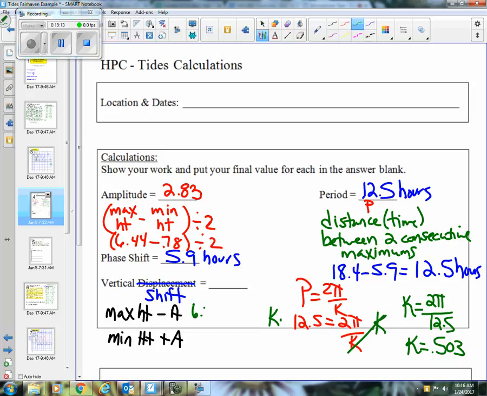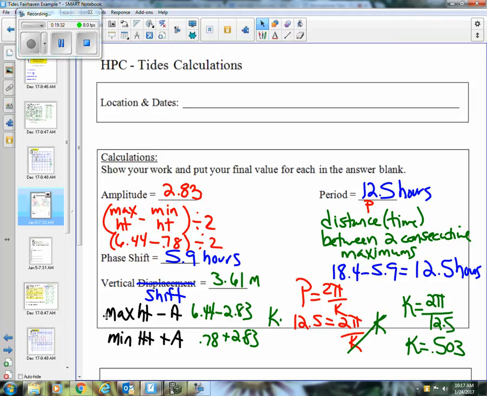So I can do 6.44, that was my max height, minus the amplitude, or I can do my minimum height that I used to calculate that amplitude, plus the amplitude, and either way that gives me 3.61, and that would be in meters. That's a vertical displacement moving up or down. Okay, so what does this give us here? So I'm doing Fairhaven, so you would be doing your data, but I'm doing Fairhaven, I think it's Connecticut.